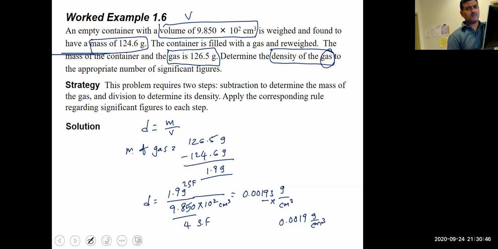I said that it is much nicer to convert any number into scientific notation. So you can convert 0.0019 to scientific notation by moving the decimal place to the right 3 times, so you get a number between 1 and 9. It should be written as 1.9 times 10 to the power of -3 grams over centimeter cubed. This is the perfect way of solving this problem.